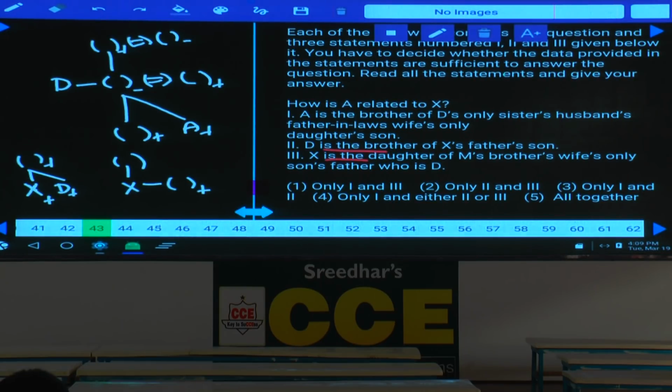As D is the father of X's father's son, isn't it? D is the brother of X's father's son. Father's son can be X. Are you getting the answer or not? Then how are A and D related to each other?